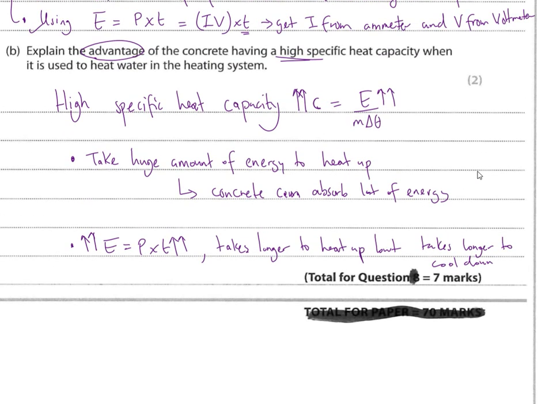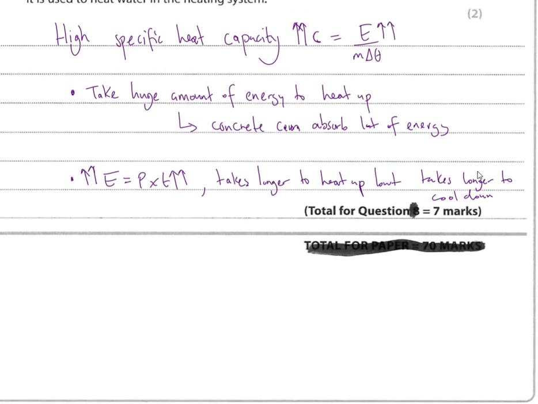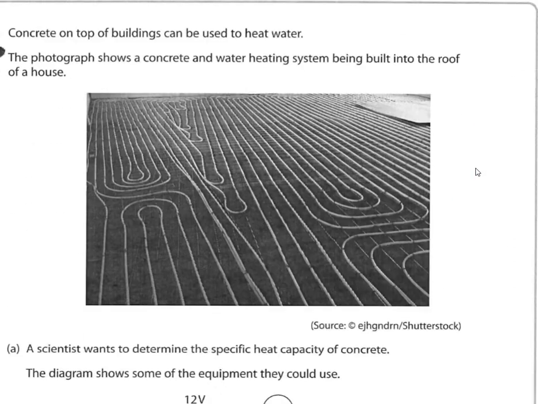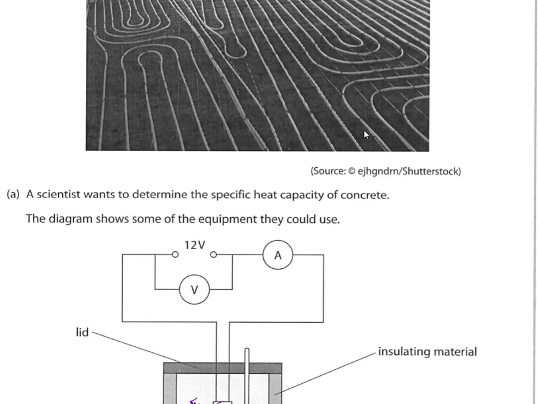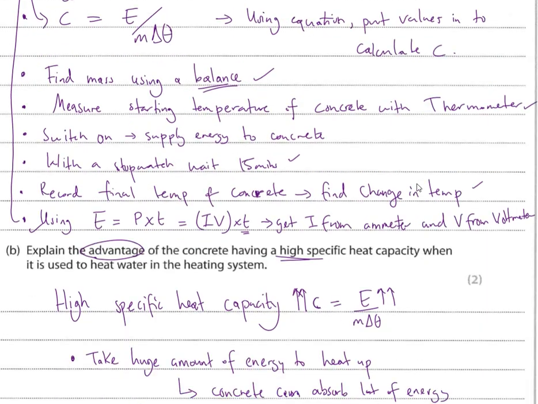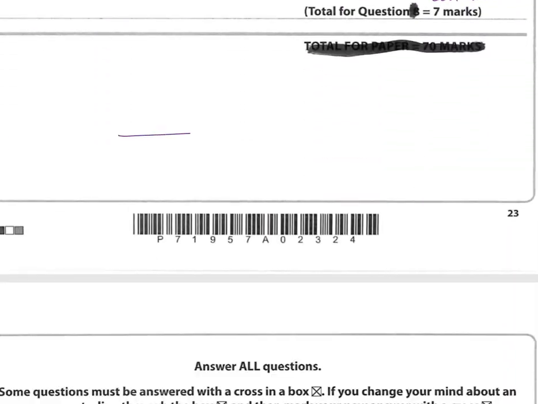So it means that it's going to retain the energy for a long period of time, because it takes longer to heat it up, so it's going to take longer to cool down. Therefore, we can use the concrete to heat things. So here, let's have a look. Where's the diagram? So concrete and then the tube. I think we have the tube on top of it. Okay, yeah. So we have concrete here, and then we've got the tube of water running through it.